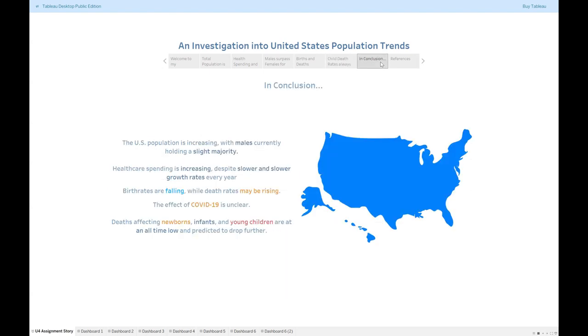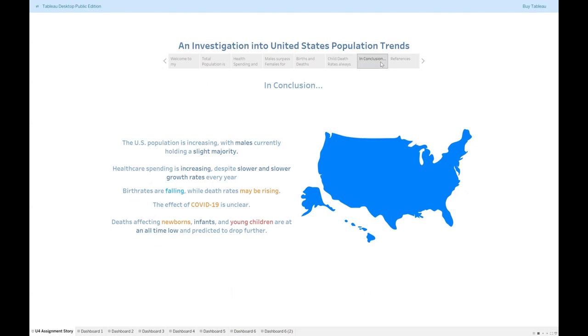This exploratory analysis is focused on the rise and fall of 5 unique population trends. Over the last several decades, the United States has seen an increase in population, specifically male individuals currently, and an increase in healthcare spending. However, America is growing at slower and slower rates every year.